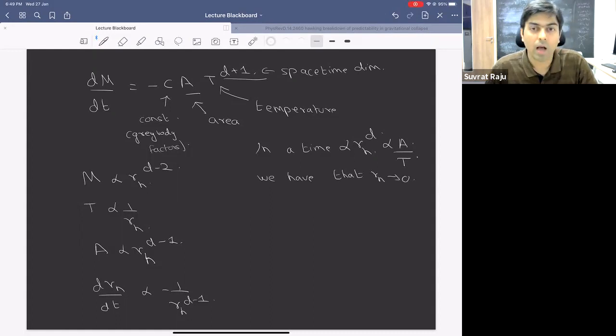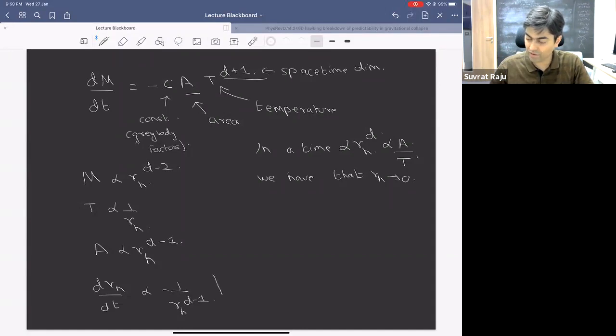Okay. And what this tells us is that if you take a black hole in an isolated universe where there is no other process that's competing with Hawking radiation and trying to increase the mass of the black hole, in a time that's just proportional to the initial radius to the power d, the black hole evaporates away entirely. Let me point out another feature of this evaporation.